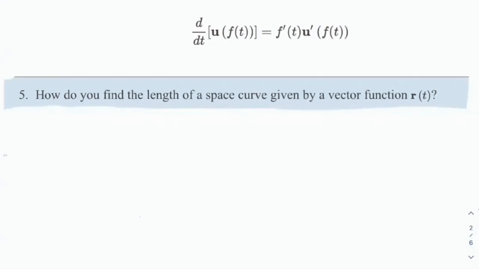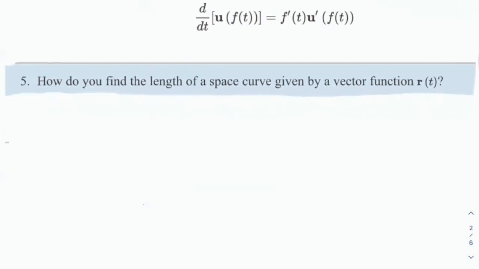Okay, number five. How do you find the length of a space curve given by this vector function r(t)? Well, that was on the homework, right? I think a student asked about that one. Let's do that. You guys remember that one? The length of the space curve L is equal to, and actually I put that in the lesson check. I put three different forms for the formula. Okay, let's go over them.